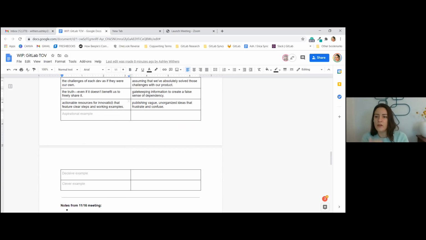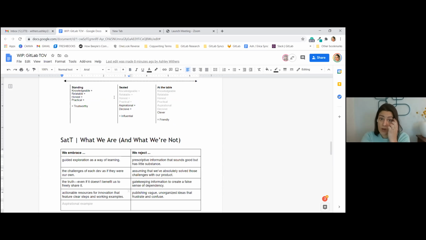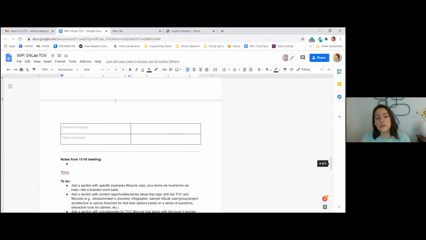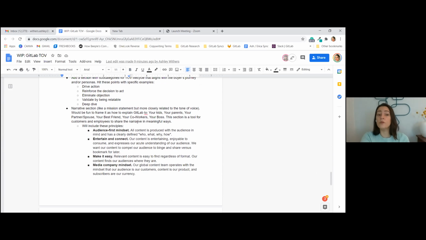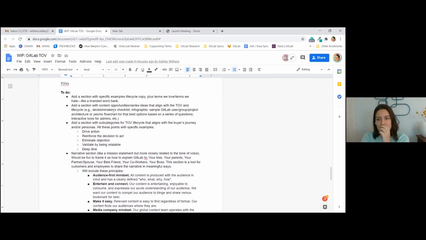So it's another way of expanding on those a little bit more. This is where I'm at so far with all the foundational stuff. And now here's where we get into the rest of this. I have this to-do list for next steps: adding a section of specific examples of the life cycle copy, looking at what it would look like through all of these.